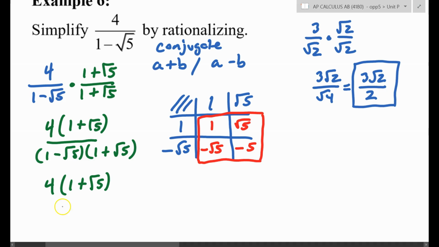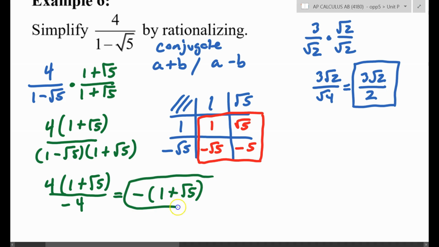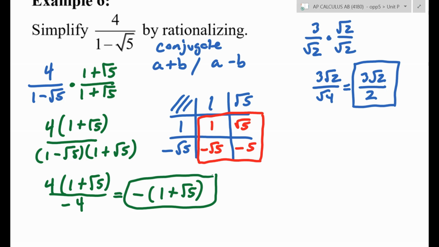So I have 4 times this over negative 4. What happens to the 4 and the negative 4? They reduce, and I'm left with that. Now we have more that I want to do with the reducing and rationalization of these radicals. Okay, we're going to see more of that.